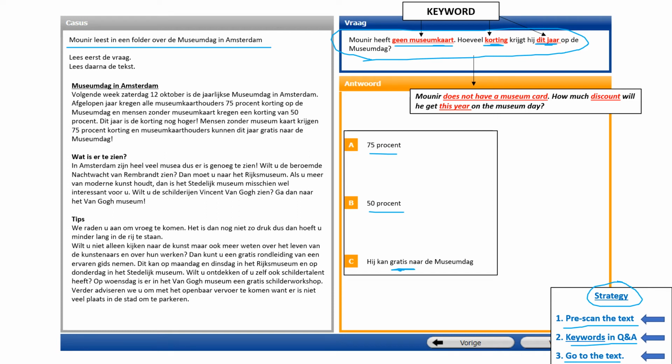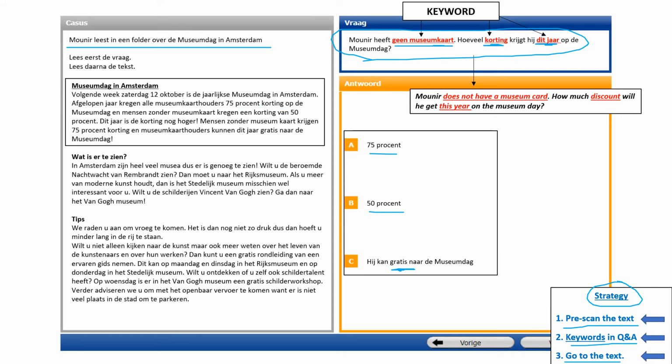So I would now like to ask you to pause the video and see if you can link the keywords from the question to the text and see if you can find where the answer is to be found. Okay, so when I went back to the text, I could quite quickly see that in the first paragraph there are quite a lot of words that relate to the words from the question and the answers. Like for example, you see here procent, korting, museumkaart. So that makes me quite confident that the answer must be in this part of the text.